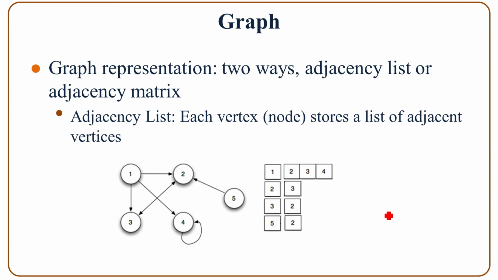How can we represent a graph? There may be two ways, using either adjacency list or adjacency matrix. So first, let's talk about using adjacency list. Here, each vertex or node stores a list of adjacent vertices.